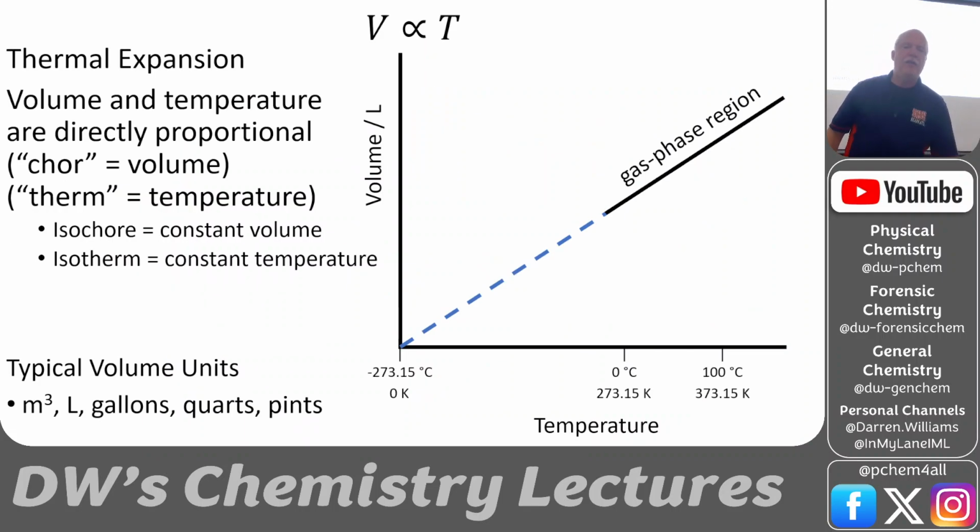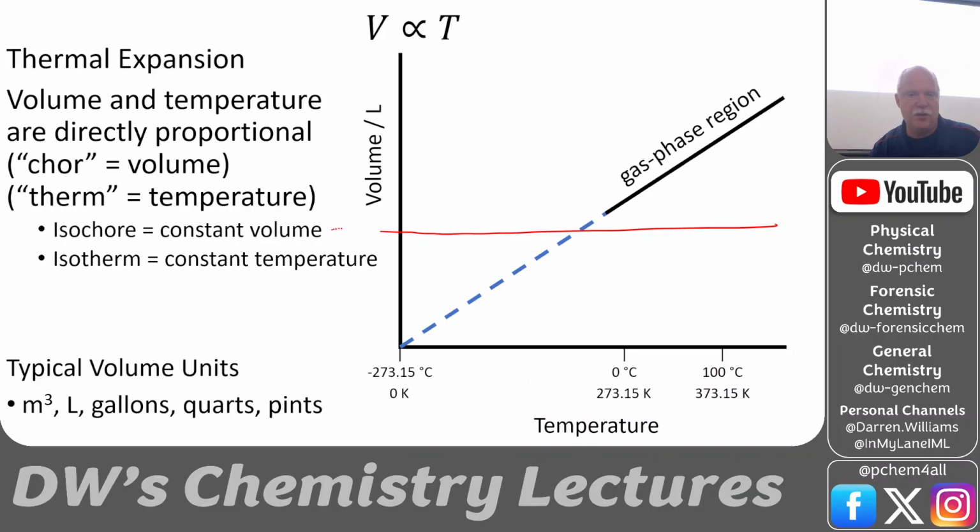Let's look at thermal expansion. So if you heat something up, it typically gets bigger, right? Especially gases, and it's linear. So this is a proportionality too. You could write V2 over V1 is equal to T2 over T1. We also have some isos on this one. So if we had, again, a constant volume, that would be like this. So that's an isochore. And then we could also have an isotherm.